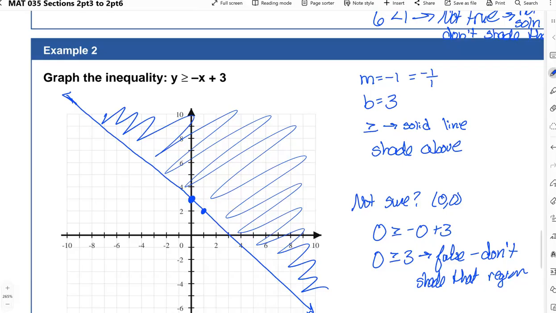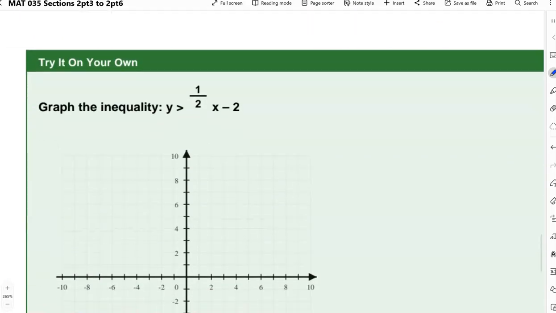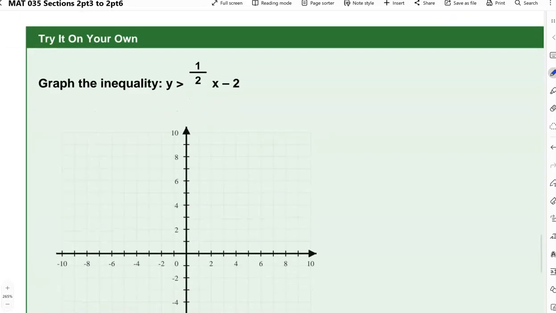Okay, this is not necessary unless you don't know where to shade. If you don't know where to shade, pick a point. Okay, let's look at another one. So we want to graph the inequality y is greater than 1/2 x minus 2. And this is where you may want to pause the video, try it, come back and check your answer.